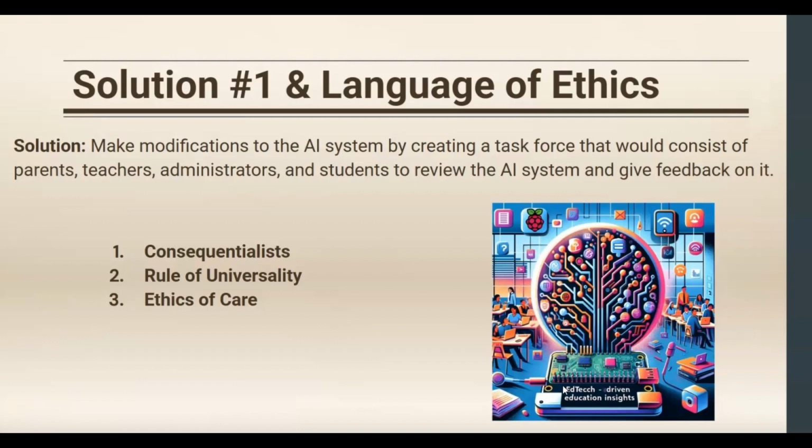Okay, so now we're in the language of ethics for solution number one. And the first one that actually supports it is consequentialist. And the reason is because they are determined by the outcome of what's going to happen with the AI program. So in this case, the group that the school administration will put together is going to experiment and explore with the program, and then it's going to provide the feedback to the school administration. And based on the feedback, that will help them determine what the next step is.